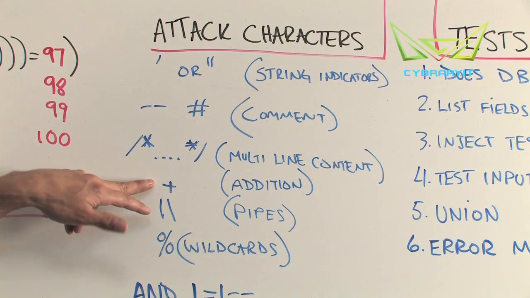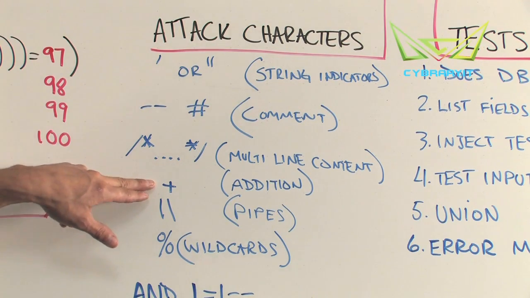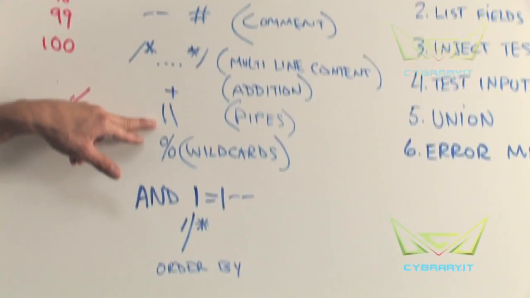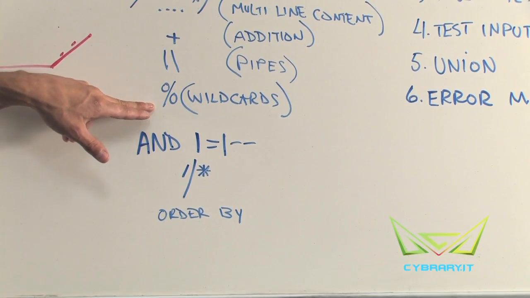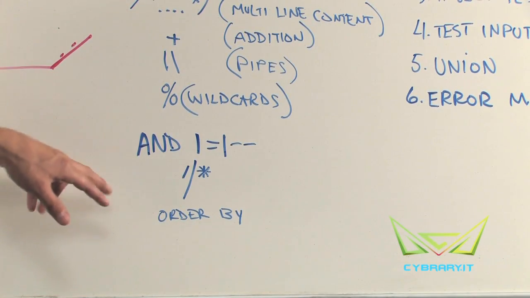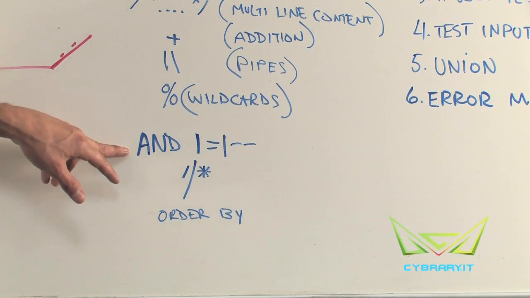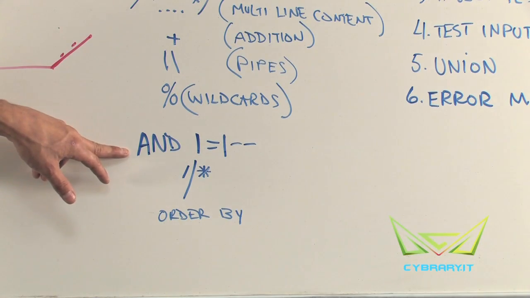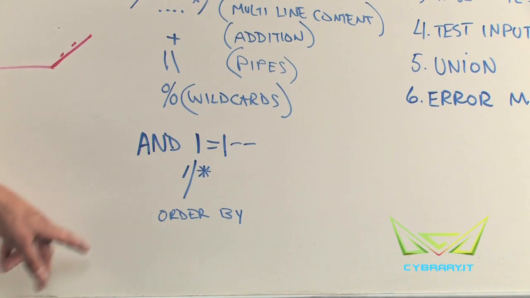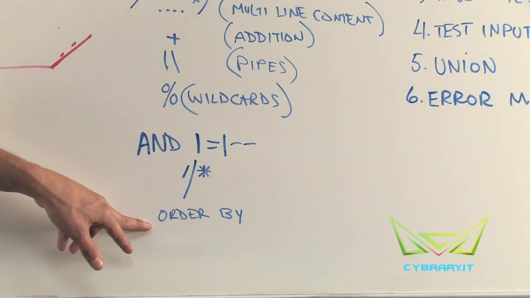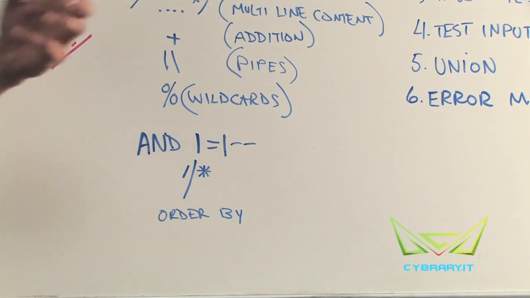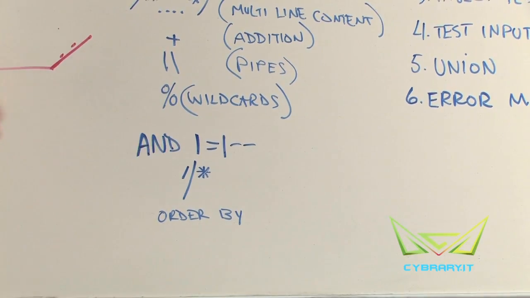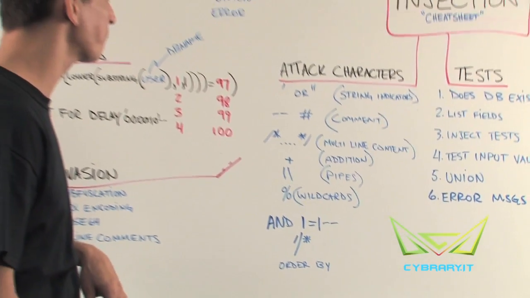Okay, you can add the plus sign for, like, in addition to. You can do pipes, like a solid bar. You can do wildcards with the percent characters. You can add things like and 1=1 dash dash. Or you can start adding additional parameters into the database query, like order by. And then you can start sorting it ascending or descending, etc.